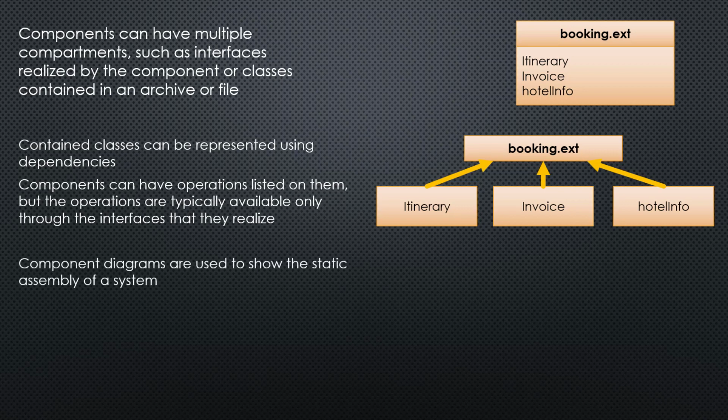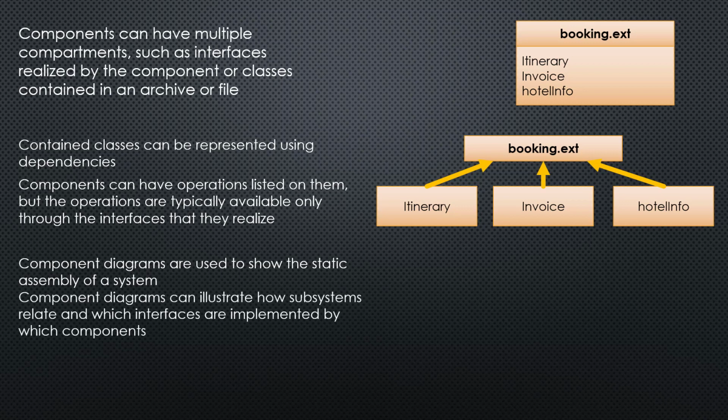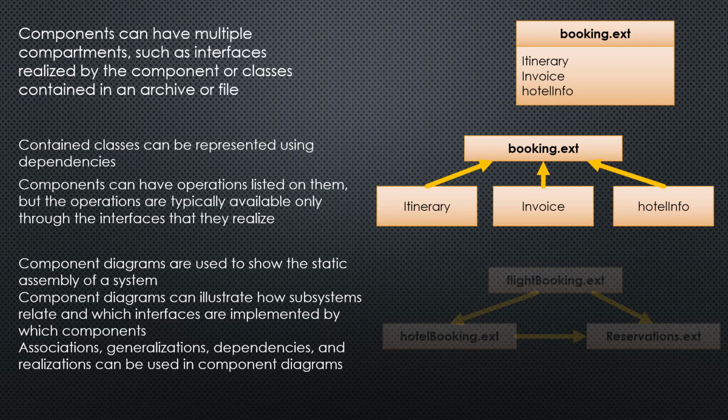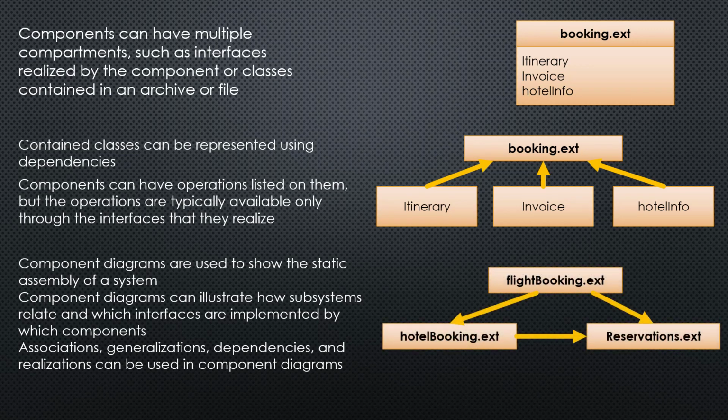Component diagrams are used to show the static assembly of a system. Component diagrams can illustrate how subsystems relate and which interfaces are implemented by which components. Associations, generalizations, dependencies, and realizations can be used in component diagrams.